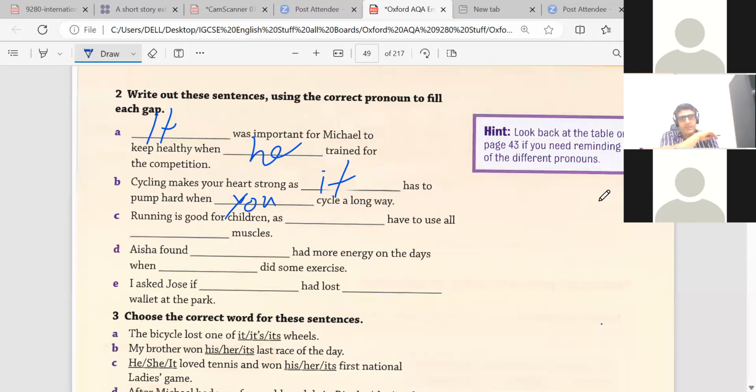Running is good for children as they have to use all their muscles. Their. How do you spell there, Khalid? Can you help me? There. We have three there, like this.